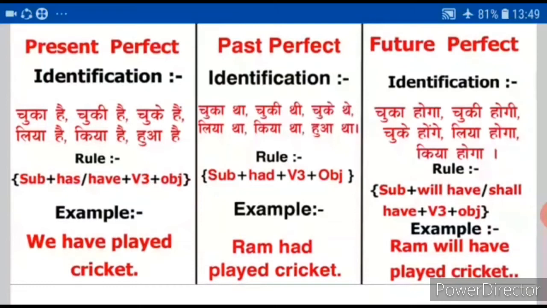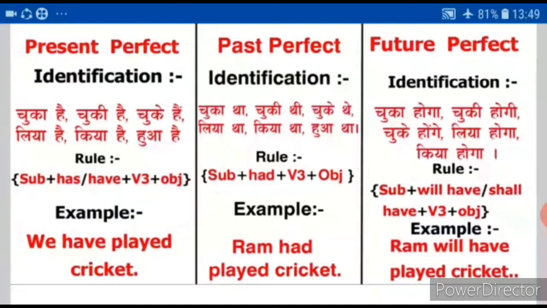Future perfect tense, its identification: चुका होगा, चुकी होगी, चुके होंगे, लिया होगा, लिए होंगे, किया होगा, and its rule will be like this: subject plus will or shall have plus third form plus object. For its example, Ram will have played cricket.